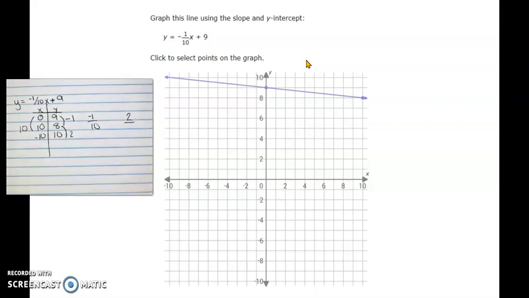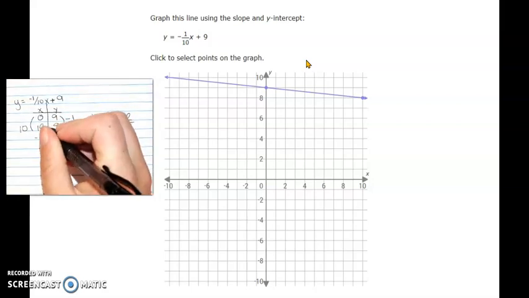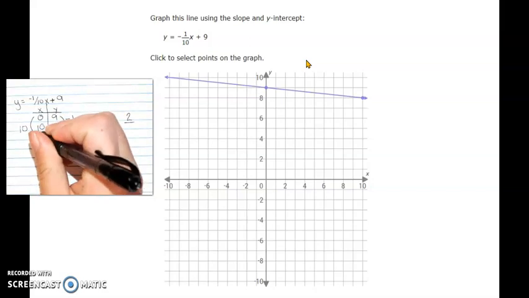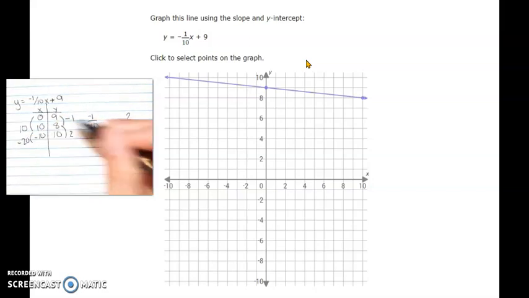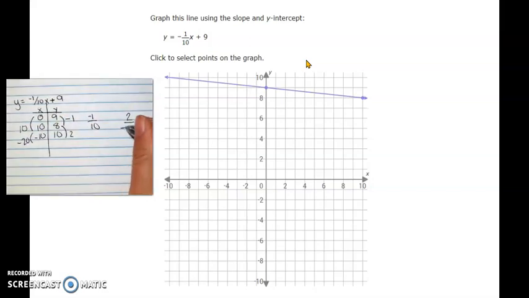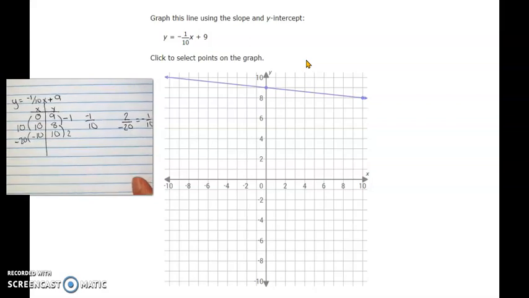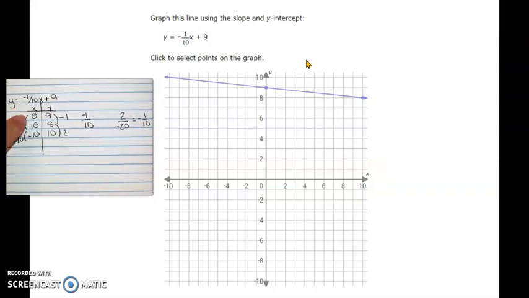But the difference between 10 and negative 10 is minus 20. So I have 2 over negative 20, which is also negative 1/10. So these are the same. We find the slope by calculating the distance between 2 points on our table.